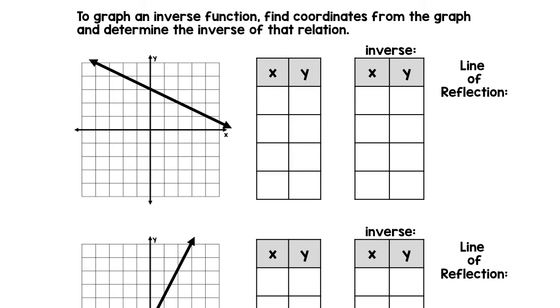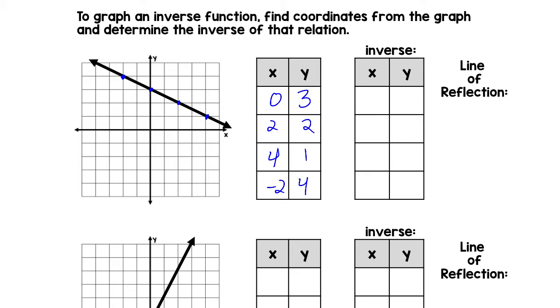To graph an inverse, find the coordinates from the graph and determine the inverse. So we're going to write the coordinates of this line down in our table. Let's start with the y-intercept right here. That point, x is 0, y is 3. Here we have x is 2, y is 2. Here we have x is 4, y is 1. And up here, we've got x is -2, y is 4.